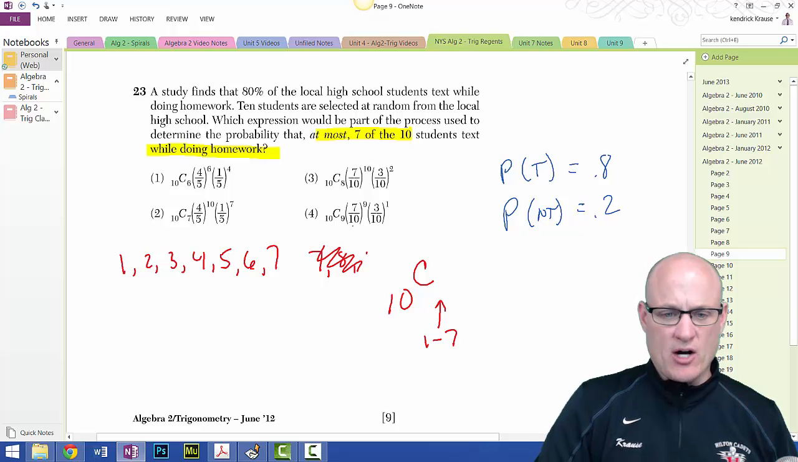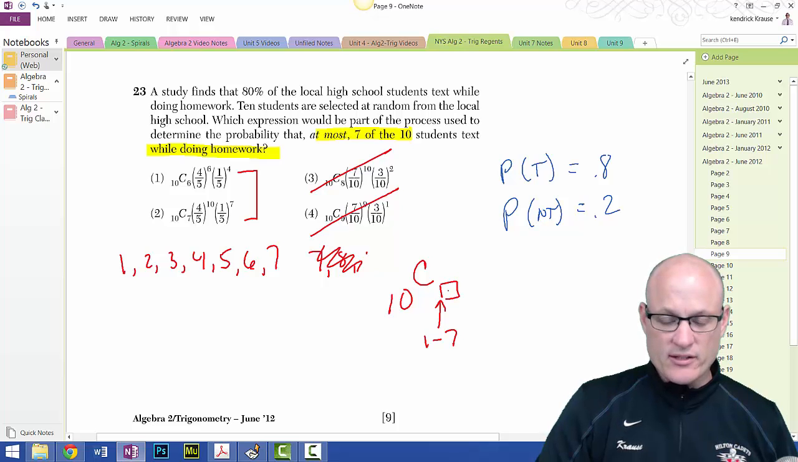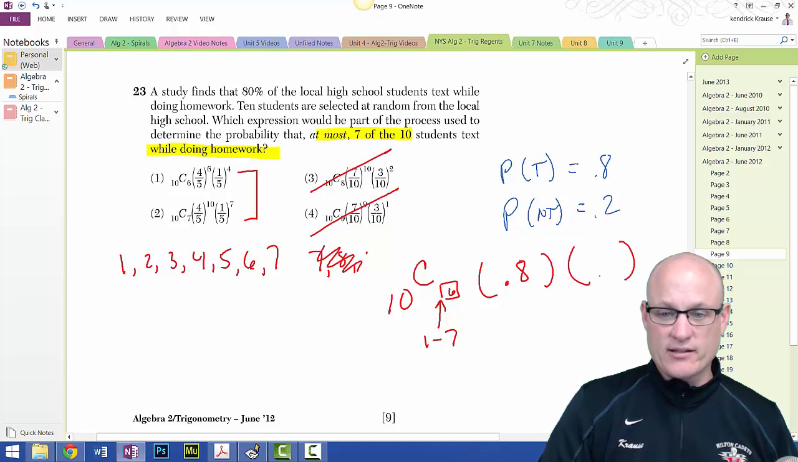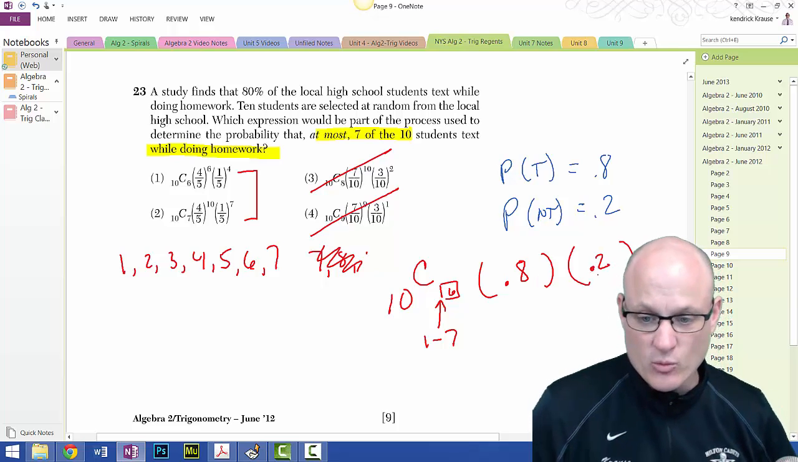So right now, these two are out. Now I got to pick these two. The other thing I remember about this, let's say it was whatever number I pick here. Let's choose 6. What goes in the first set of parentheses is what I want to happen, 0.8. What I want in the second set is what I don't want to happen, 0.2. And this is 4/10 and this is 1/10, or 4/5 and 1/5.